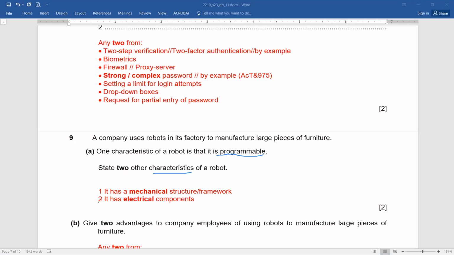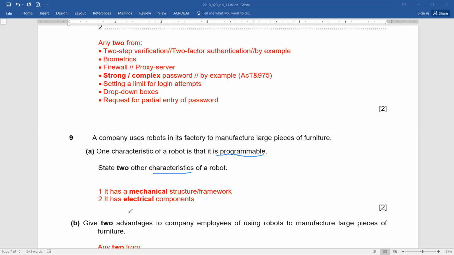Now, you are given 2 lines and with the number. First thing is it has a mechanical structure, or it has a mechanical framework. It has electrical components. And one more that you can recall is it has some degree of movement. Yes, very rightly said by Ali. Thank you very much.